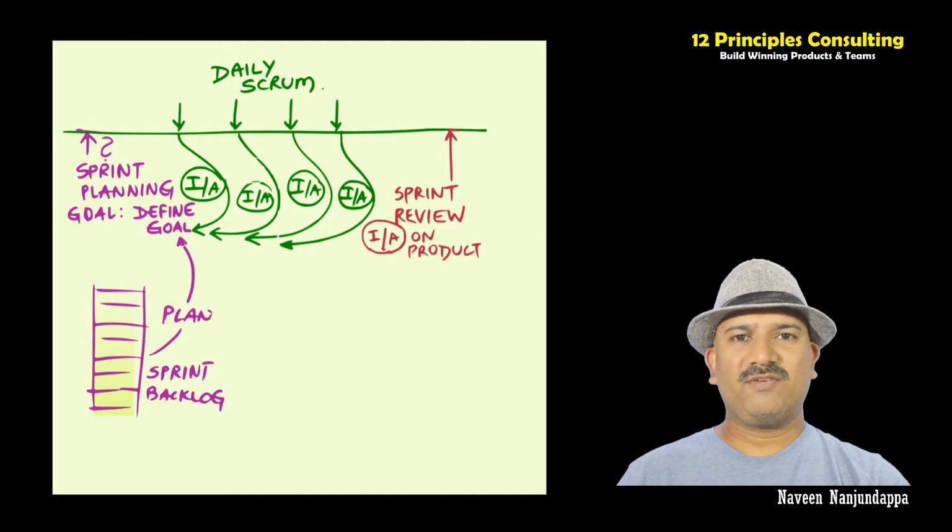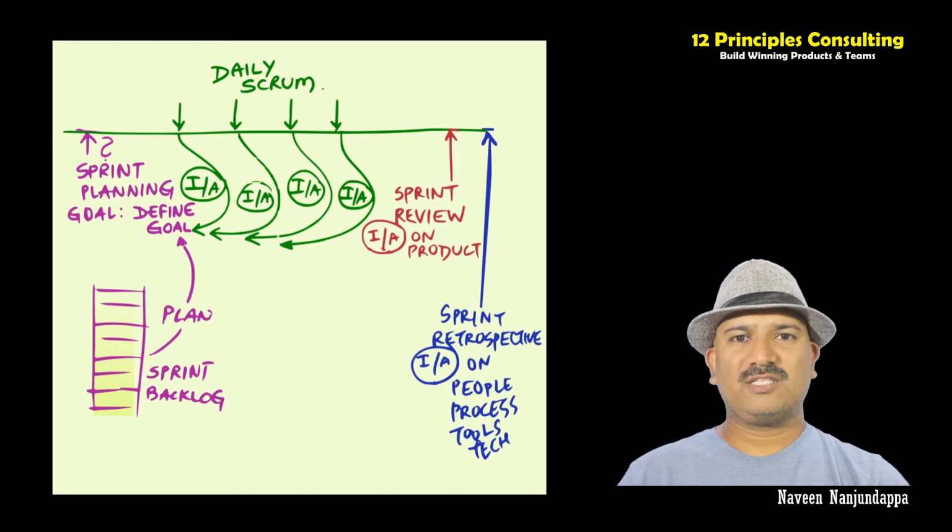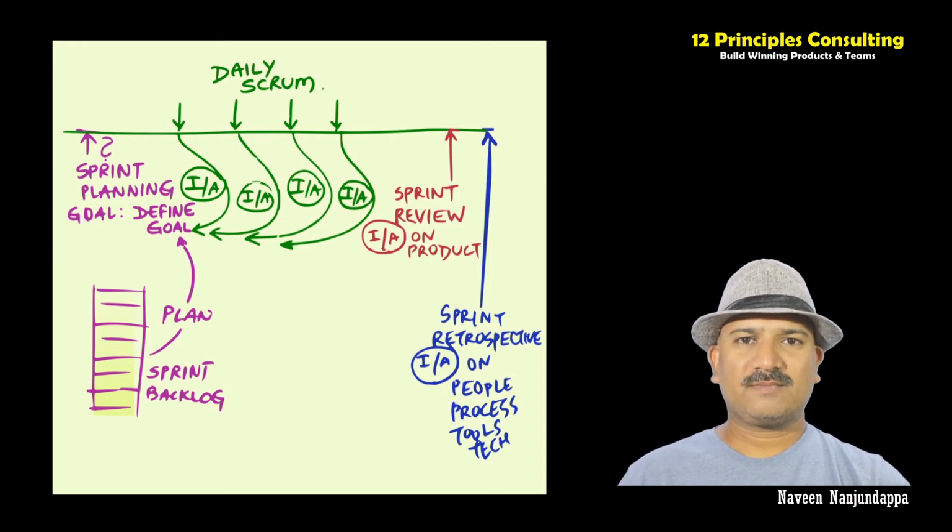The last event during the sprint is a sprint retrospective. Sprint retrospective is a continuous improvement. On the last day of the sprint, the Scrum team basically looks at how they have been working with respect to people, process, tools, techniques, strategies, and looks for continuous improvement in these areas.